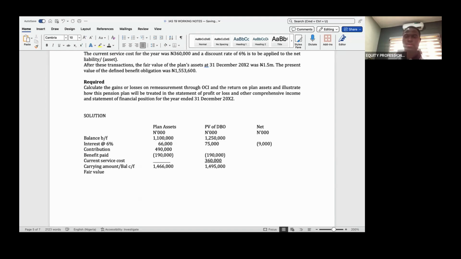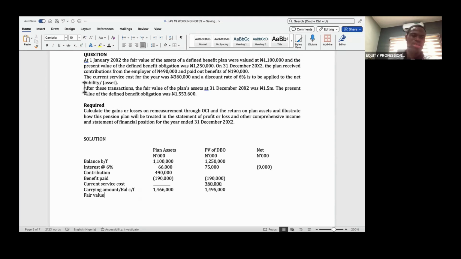They'll give us fair value, and that will usually be given anyway, at the end of the paragraph here. So they give us the fair value of the plan assets. How much did they give us? 1.5 million. They also gave us the fair value of the PV of the DBO as 1,553,600. Okay, so they will usually give you that.